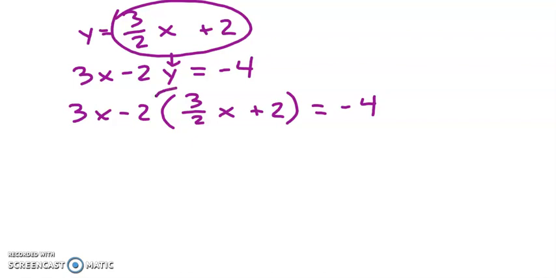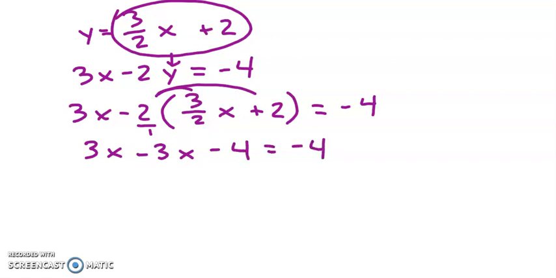So the first step is I need to distribute that negative 2. Well, negative 2 times 3 over 2, the 2's cancel, right? It's like 2 over 1 times 3 over 2. And so it's going to simplify to negative 3x, and then negative 2 times 2 gives us negative 4. Well, I notice that when I go to combine my x's, they actually cancel each other and give us 0. So all I'm left with is negative 4 equal to negative 4. So it doesn't give me a value for x, which means that there's not just one solution.